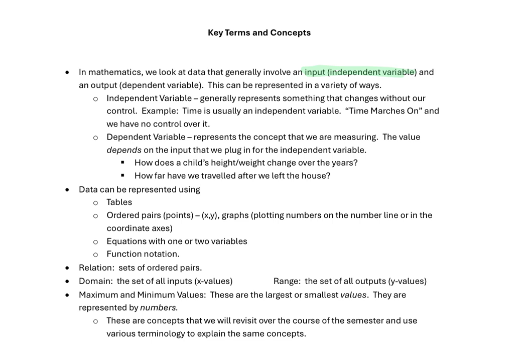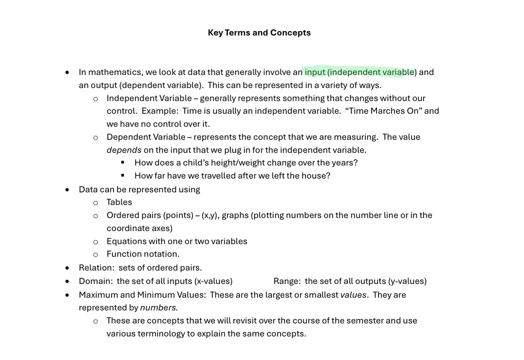A wonderful example of an independent variable is time. Time is usually an independent variable. If you think about the phrase time marches on, well, we have no control over it. On the other hand, the dependent variable is the thing that we are measuring, and quite often this value depends on the input that we plug in for the independent variable.